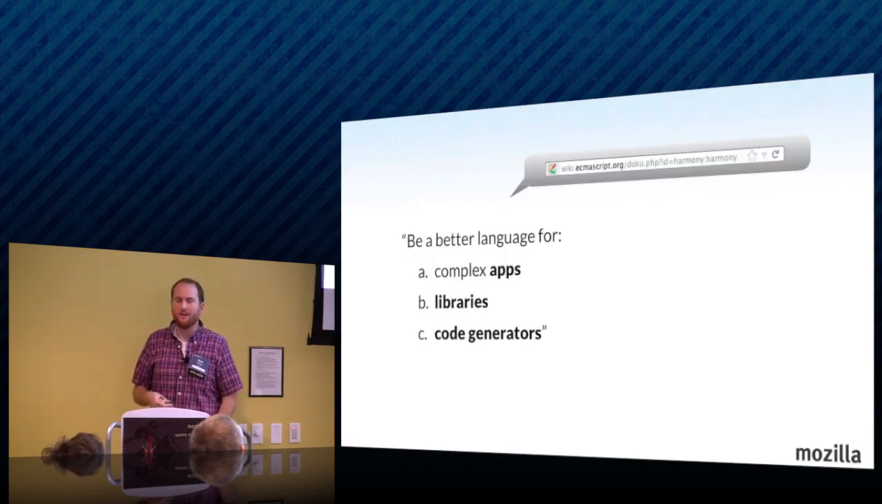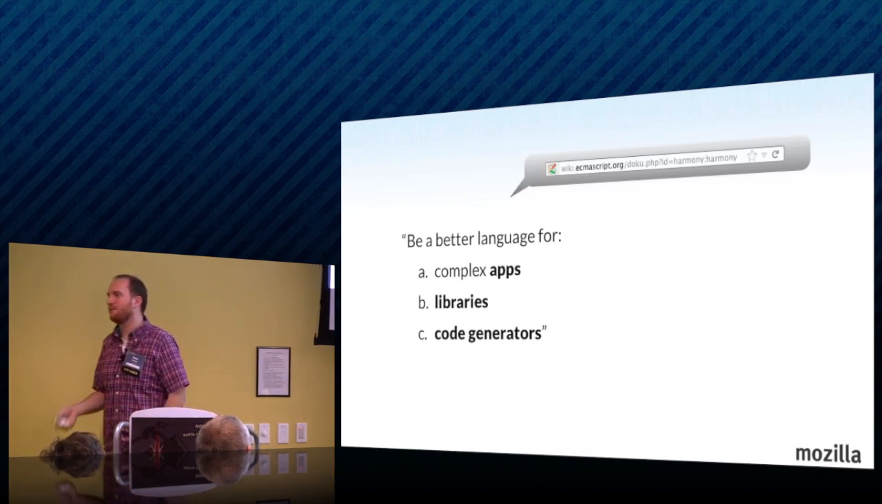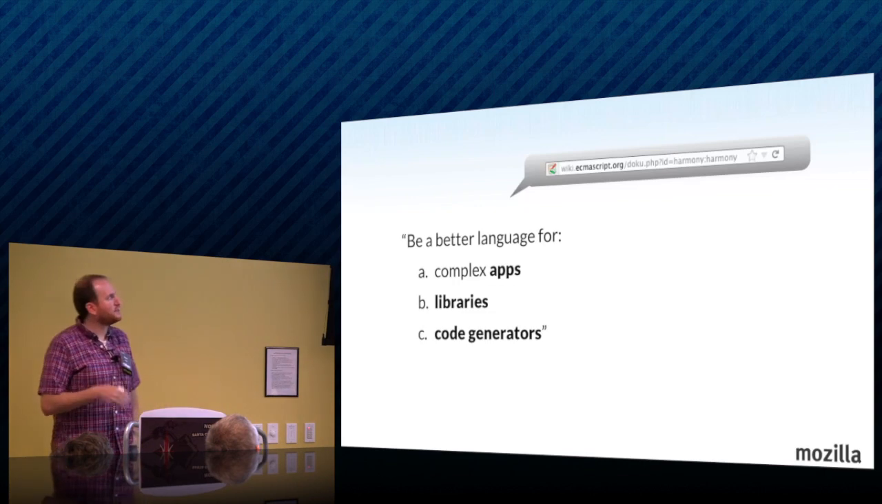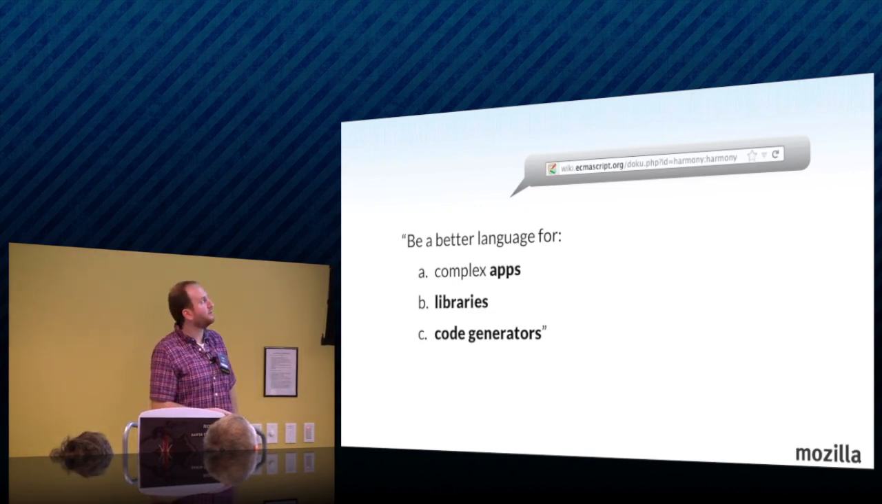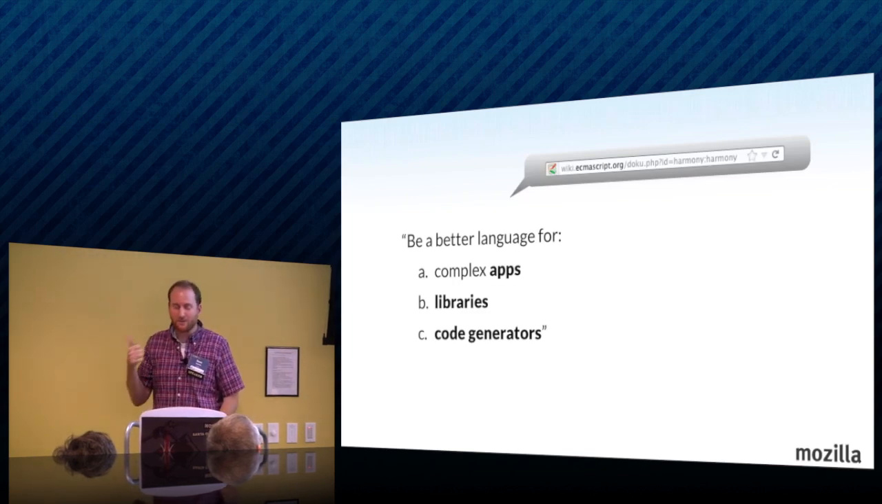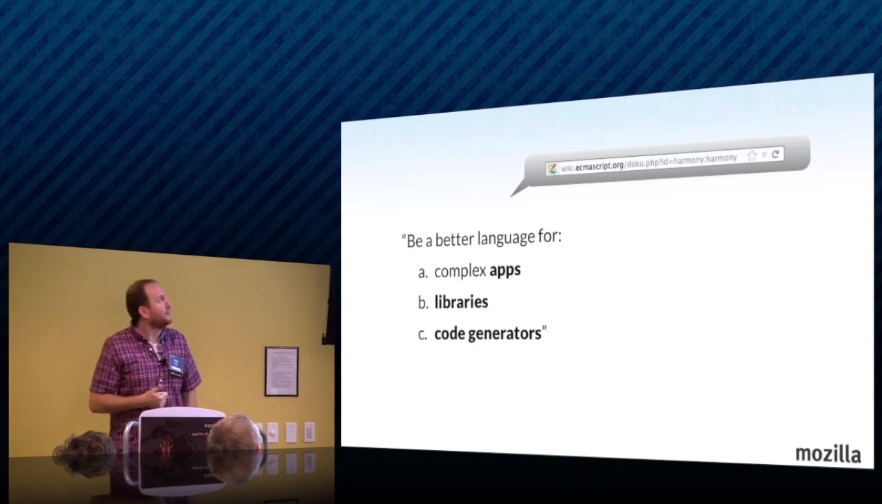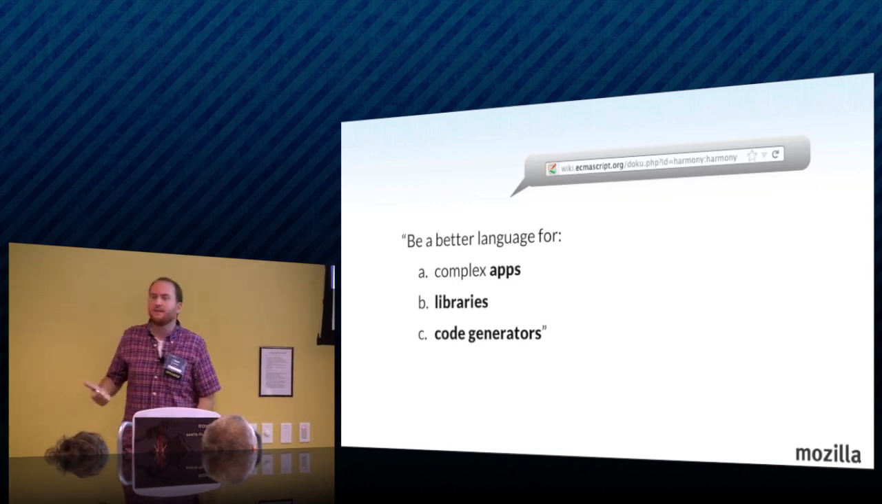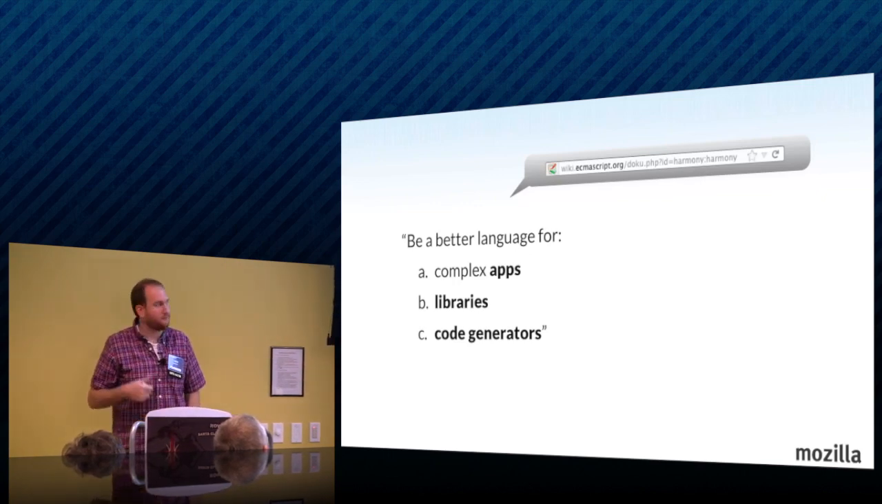We have a main page on our wiki that describes the overall goals of this process, the goals of what we're trying to do for ES6. And there's more than just this, but I think this is the heart of it. We're trying to make JavaScript a better language for complex applications, because JavaScript programs in 2011 do not look like they did in 1996. We want it to be a better language for libraries, because we want to support people creating bigger and better libraries like YUI.